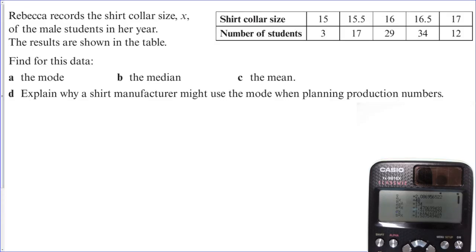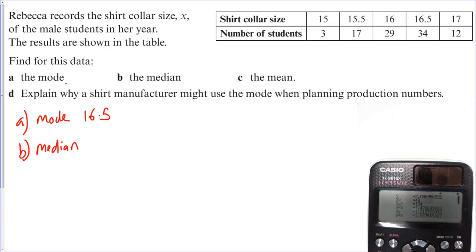So for this one, we're asked to find some information from some data set here, which is collar size for shirts. So the mode is simply the one that's going to appear the most. So for A, the mode of this data is actually 16.5.